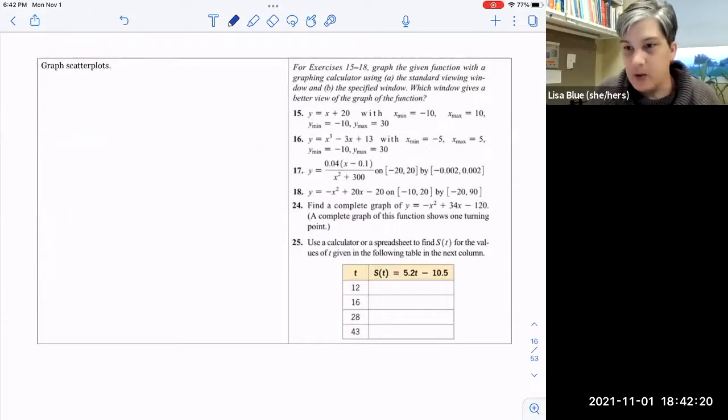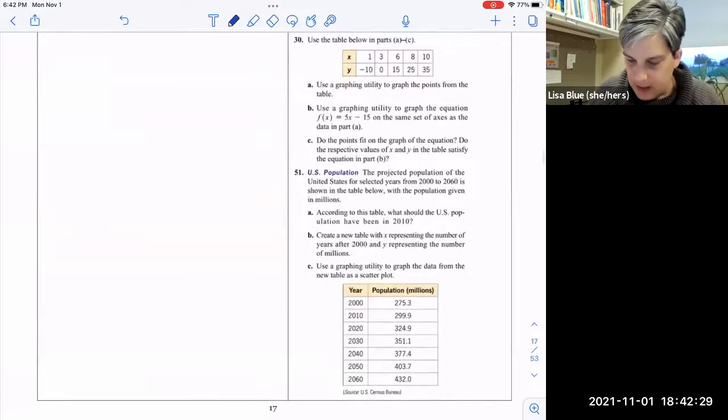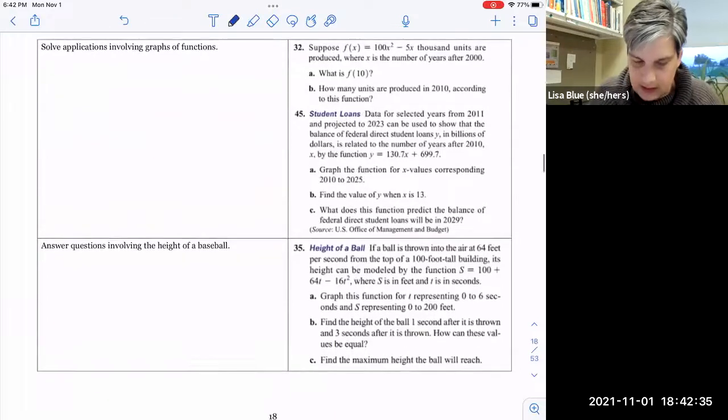Graphing scatter plots, more of the same. If you want me to go back and hit any of those, let me know. I got a note from Savannah: more scatter plots on page 17. Okay. And then when we get to page 18, we're going to start solving applications involving graphs of functions. Do we need to see any of those?